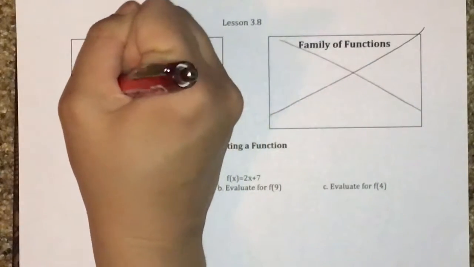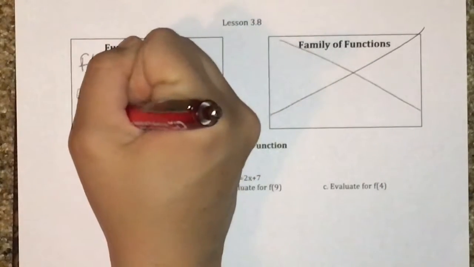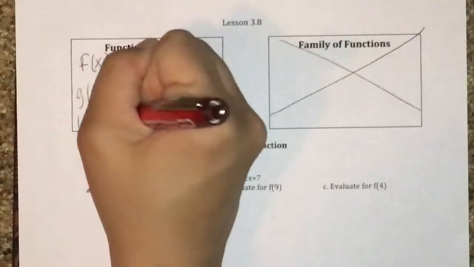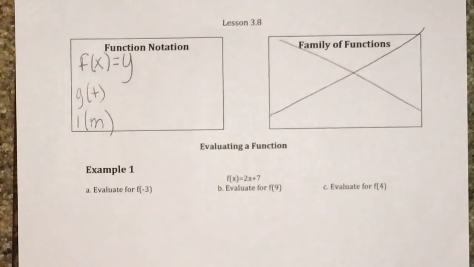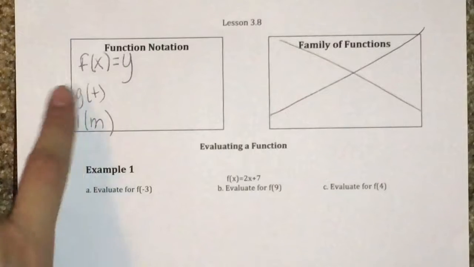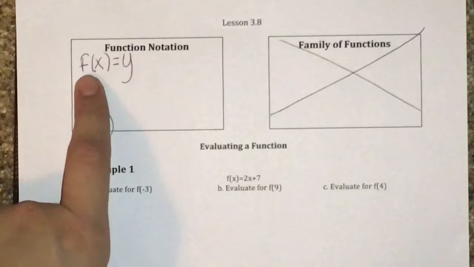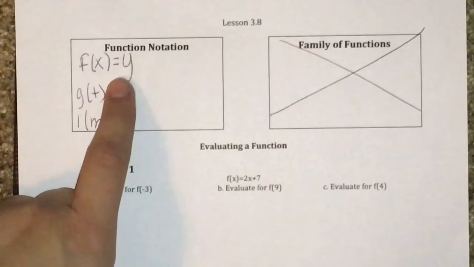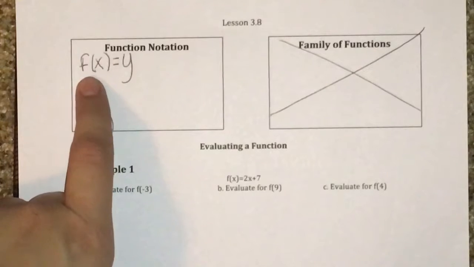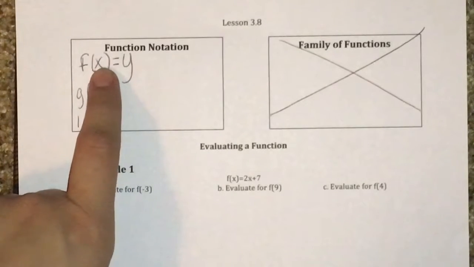Okay. Function notation can be anything though. It could be f of x, it could be g of t, it could be L of m. There are all different ways that you can write a function, but generally you're going to see f of x and you're going to have it as y. The reason we write it like this is because we're going to be filling things in for the x.